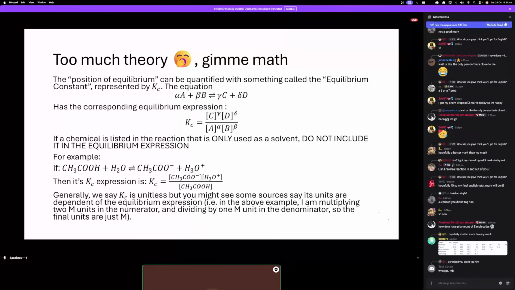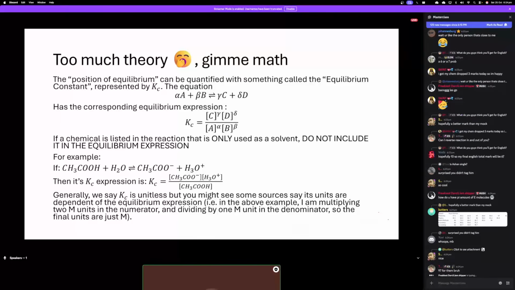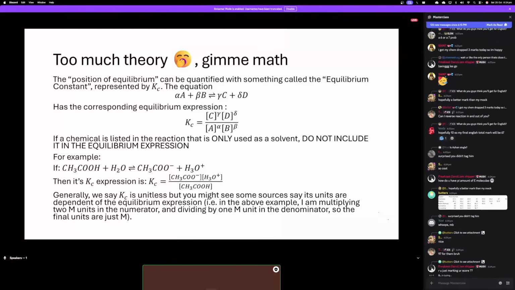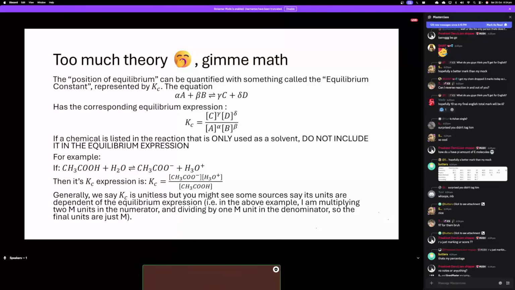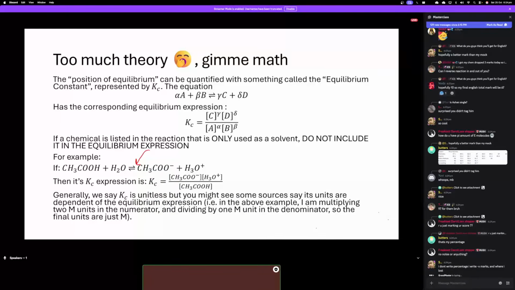This is our Kc expression. So Kc being the equilibrium constant, right? If a chemical in our reaction is a solvent, we do not include it in the equilibrium expression. So here's just an example. Here we have acetic acid or ethanoic acid plus water. It will dissociate into an ethanoate ion and a hydronium ion, right? This is a reversible reaction, you can see from the arrow, right?